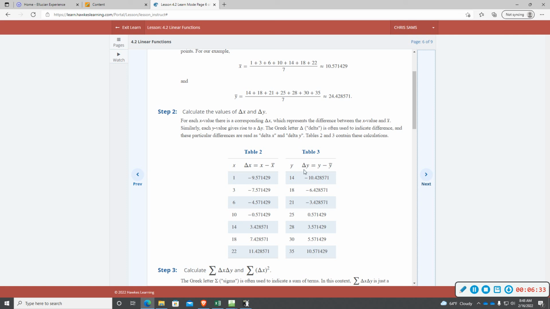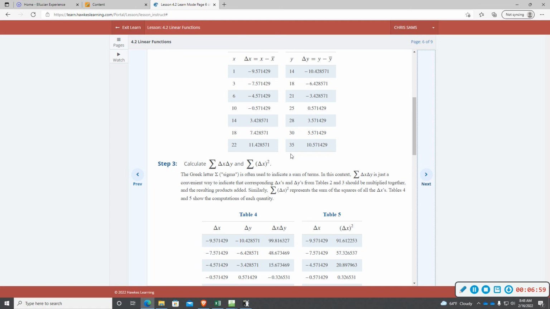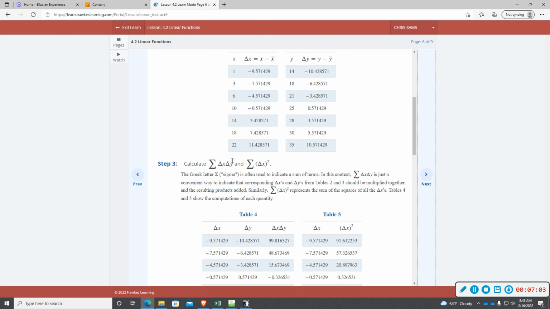So this little triangle symbol is what we call delta, the Greek letter delta. It means change, the difference. So that tells you to subtract and get the difference. So the change in X is the difference between the X value and the average that you computed. Once you do all those differences, and there are numerous opportunities to make mistakes, that's why we're going to do this with technology. You get all these differences, and then you're going to be multiplying those differences and adding them up.